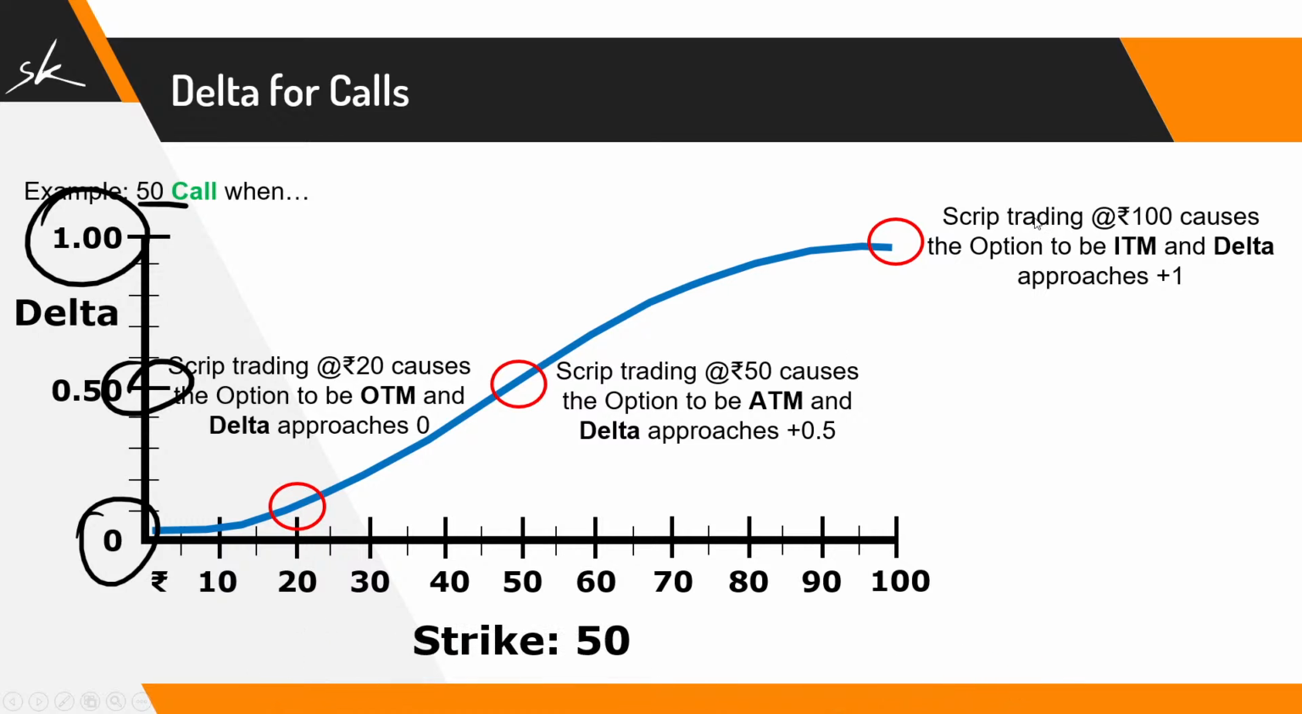So always remember, this is what happens with the delta of a call. When it starts going against us, it approaches 0. When it starts going in our favor, it starts going to 1. So the minimum can be 0, maximum can be 1. And yes, at expiry, in the money will always have a delta of 1, and at expiry, out of the money will always have a delta of 0.